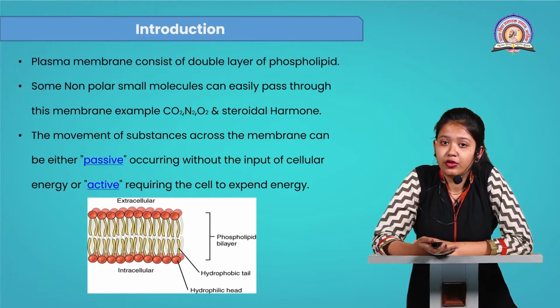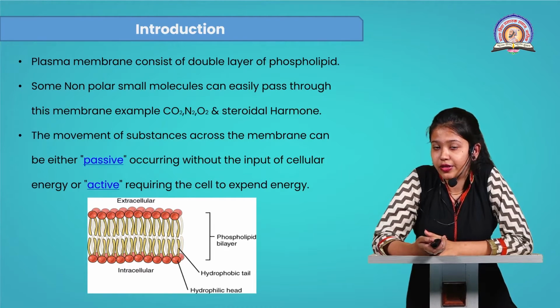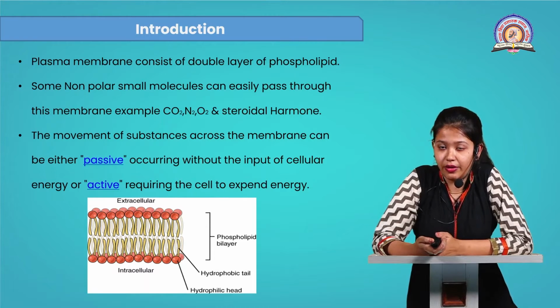To learn about the process, let's discuss the next point, that is the movement of substances across the membrane, which can be either passive, that is along the concentration gradient, or active, that is against the concentration gradient. Channel proteins and carrier proteins are used to transport in two ways, that is in passive transport in facilitated diffusion, and in active transport.